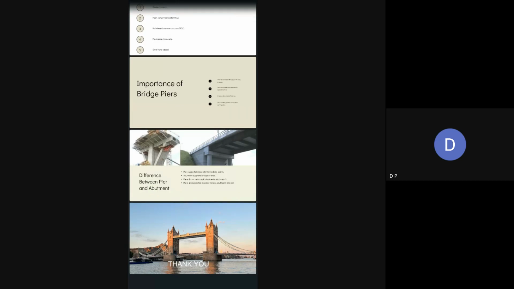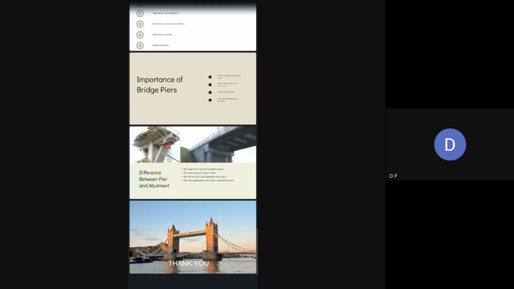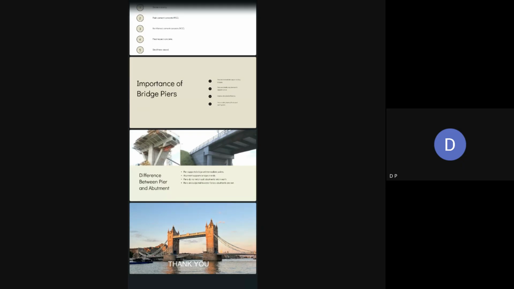Importance of bridge piers: they provide intermediate support to long bridges. They reduce material requirement in superstructure. They improve structural efficiency. They ensure safety during floods and earthquakes. And last point is, what is the difference between pier and abutment? Pier supports bridge at intermediate points, whereas abutment supports bridge at ends.